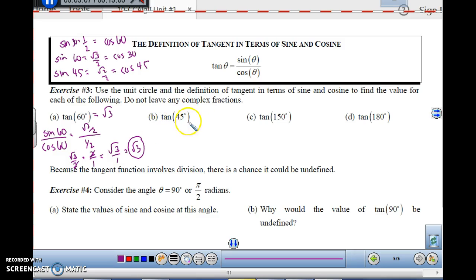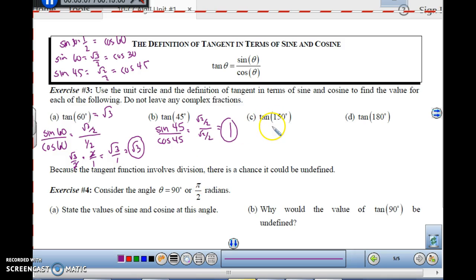Okay, tangent of 45. All right, so it's going to be the sine of 45 over the cosine of 45. The sine of 45 is the square root of 2 over 2. The cosine of 45 is also the square root of 2 over 2. So we're dividing the same thing by itself, so it's going to equal 1. So the tangent of 45 is 1.